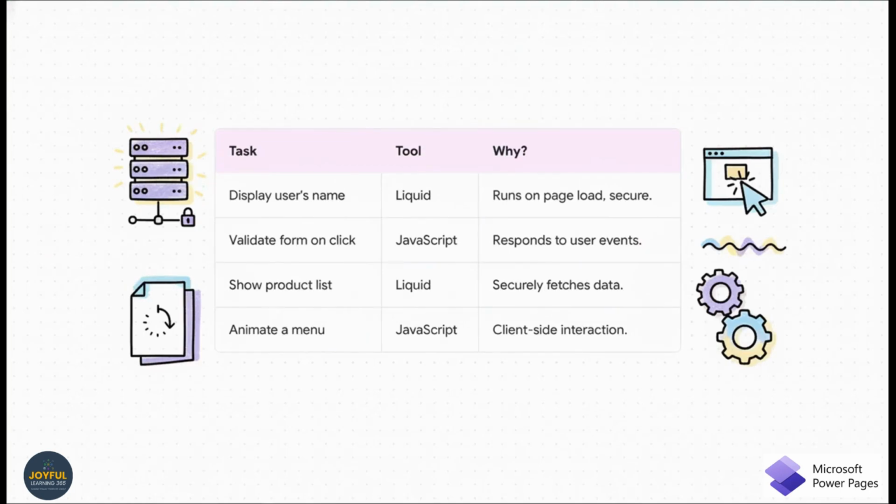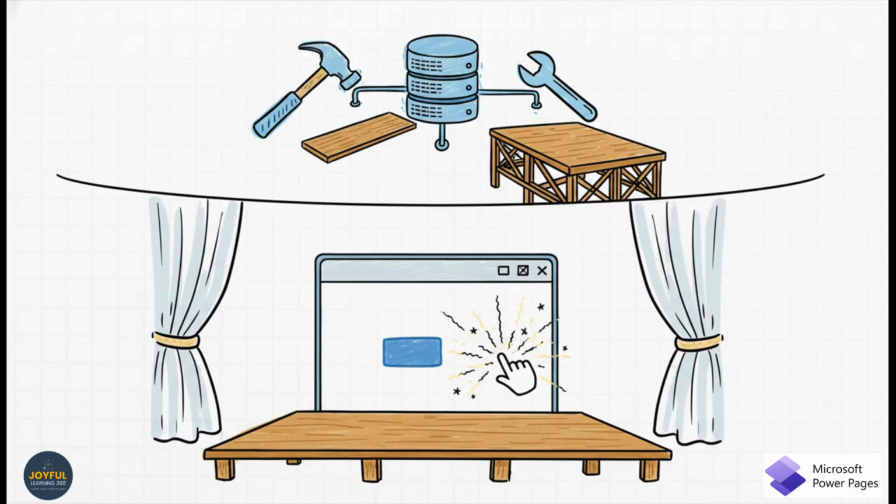If the task needs to happen securely on the server before the page even loads, like fetching user data or a list of products, that's a job for Liquid. But if it needs to happen in the browser after the page is loaded in response to something the user does, like a click or a scroll, well, that's a job for JavaScript. Which brings us right back to our main idea, the big takeaway from all this.